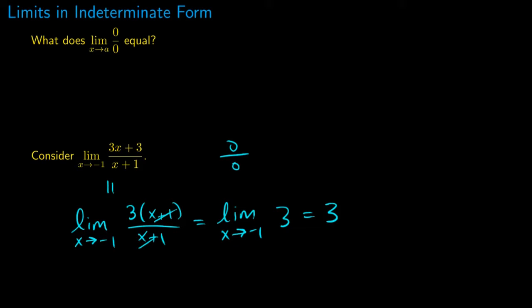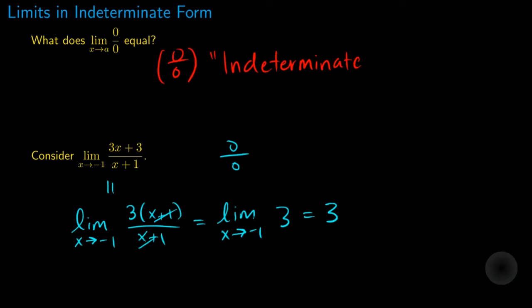So we say that these limits of 0 over 0, we call this 0 over 0 situation, an indeterminate form. And basically, if this happens, it just means that we need to do more work because it doesn't really give us the information that we need. So let's consider another example.